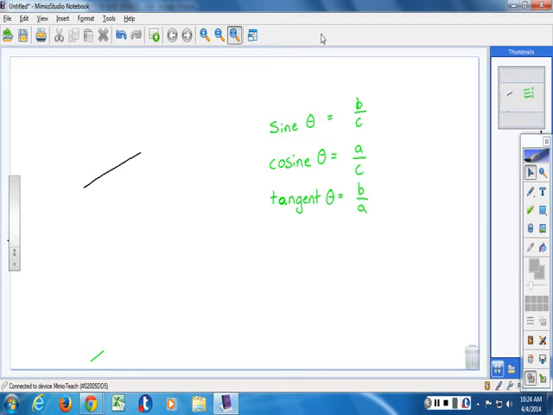And we'll keep it the same one. We're going to call this theta. So that's going to stay the same.